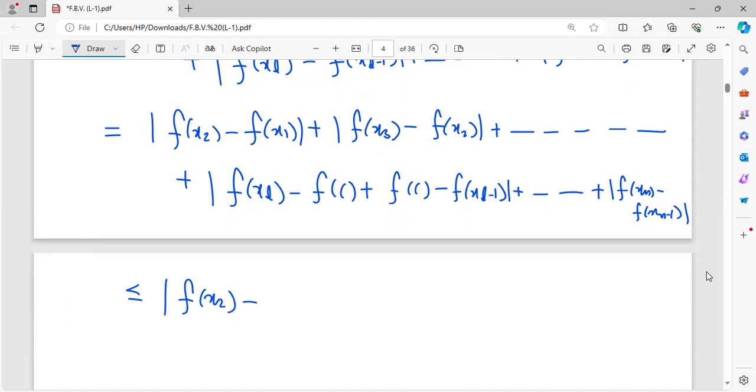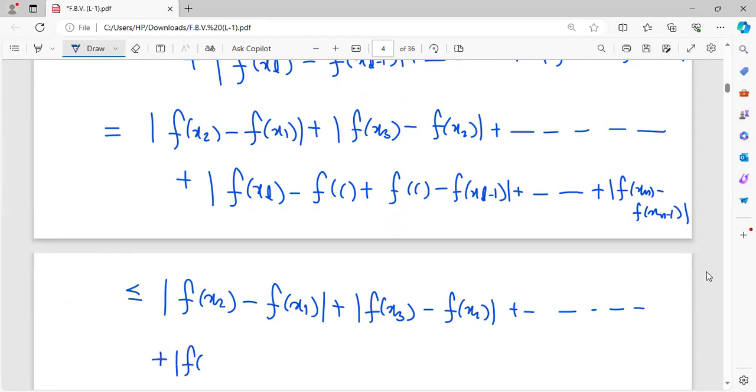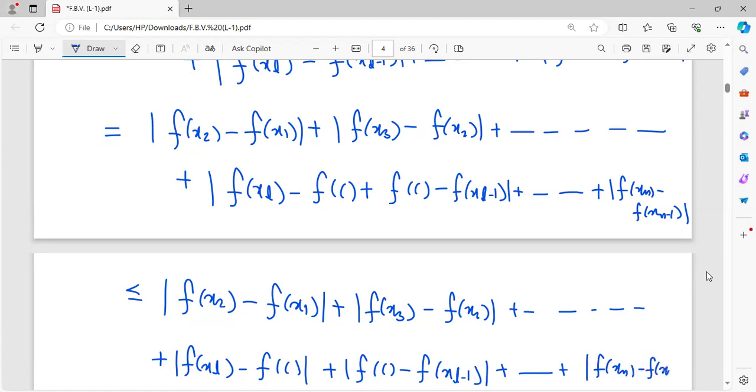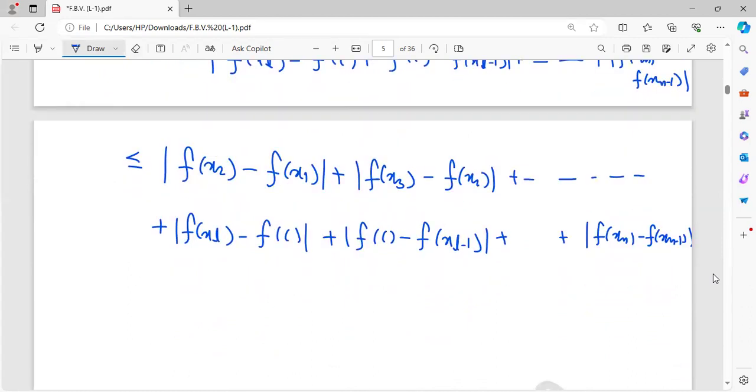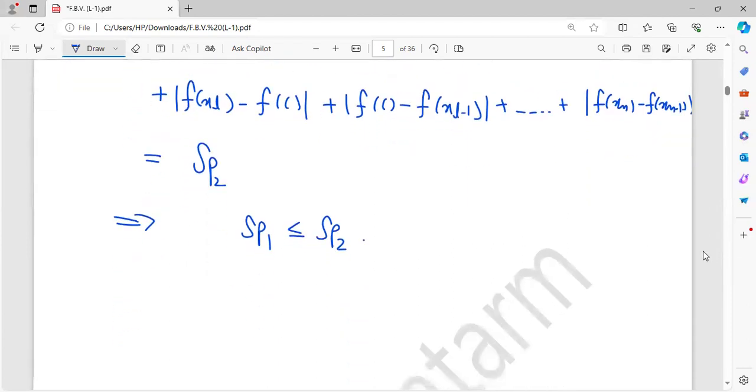So |f(x2) minus f(x1)| plus |f(x3) minus f(x2)|, okay, plus |f(x_l) minus f(c)| plus |f(c) minus f(x_{l-1})|, okay, |f(x_n) minus f(x_{n-1})|, okay. So what is this? This is nothing but S(P). So this implies S(P1) is less than or equal to S(P2). Okay.